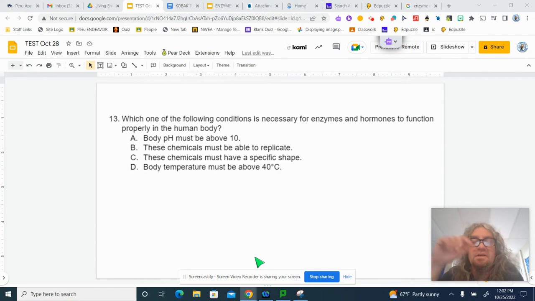Question 13. Which one of the following conditions is necessary for enzymes and hormones to function properly in the human body? A, body pH must be above 10. B, these chemicals must be able to replicate. C, these chemicals must have a specific shape. D, body temperature must be above 40 degrees C.